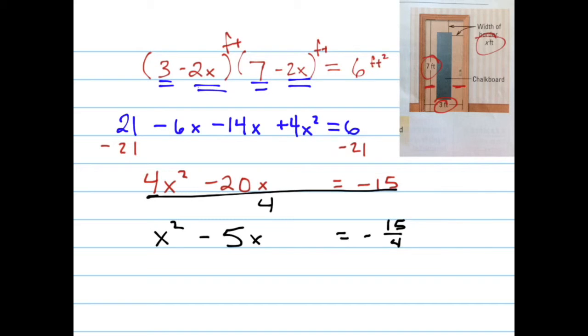All right, so let's figure out what's going to go in our missing space here. What do we do? Divide 5 by 2. So negative 5 over 2 squared. So negative 5 divided by 2 squared gives us... No, give me a fraction. We're dealing with fractions here. 25 over 4.